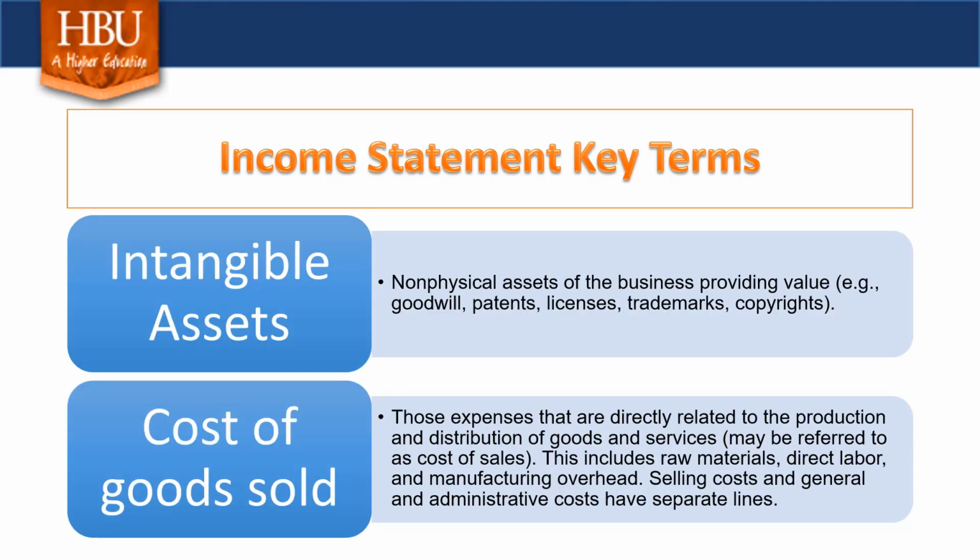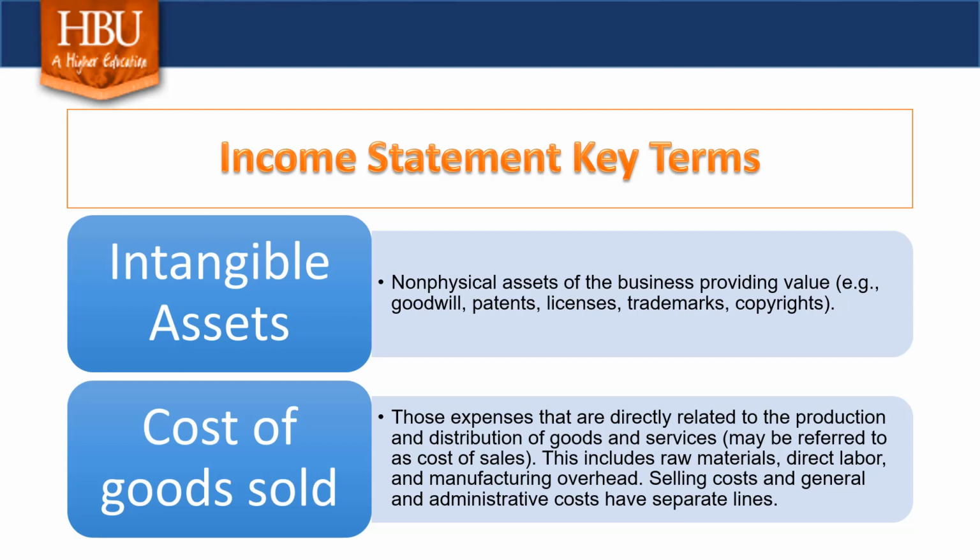Here are a couple more key terms we find in income statements. First is intangible assets. These are non-physical assets that provide value to the business. It can be such things as copyrights, trademarks, licenses, goodwill, and patents.